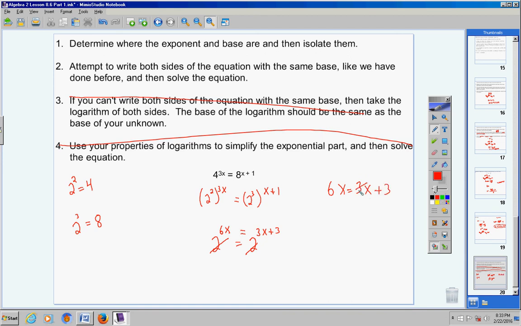Bring this 3x over and make it a what? Negative 3x, and you're left with 3x equals 3. Divide both sides by 3, and what does x equal? 1. Okay? And so, there we go. And if you were to put this 1 back up here, if you put a 1 here for x and a 1 here for x, you would get 64 equals 64 for both sides, okay?